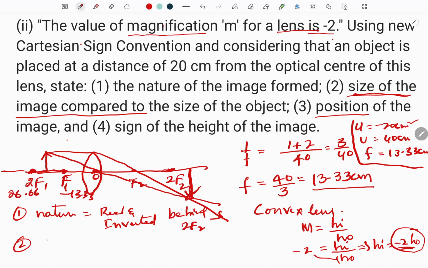That means the height of the image is double the height of the object. That's why it is called magnified. It is magnified.